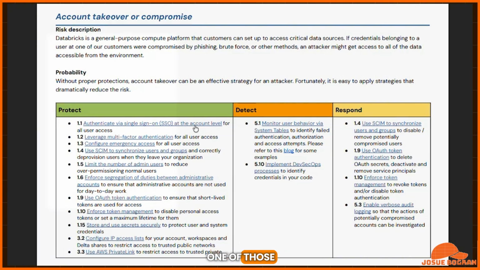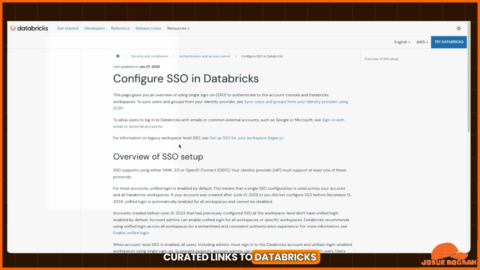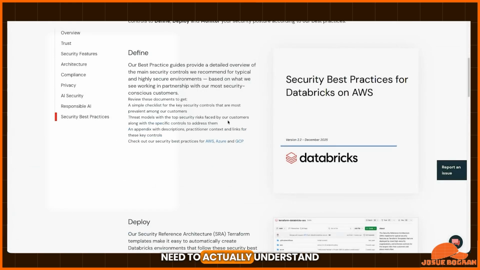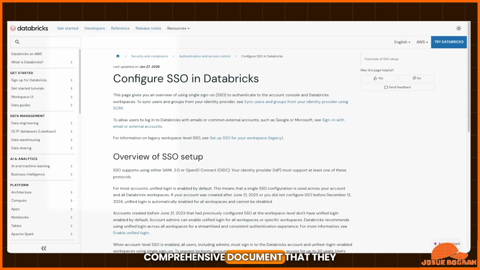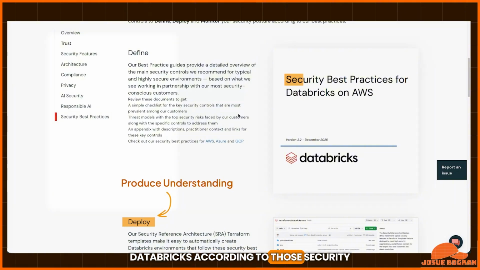And then at each one of those security configurations, we provide a detailed description of what that security configuration is about, why they should be having this, and even curated links to Databricks documentation, right? So for anything that you need to understand about Databricks security, as a security practitioner within the enterprise, and even an everyday Databricks admin, this is a nice comprehensive document that they can use to produce a good understanding and then deploy Databricks according to those security best practices, right?